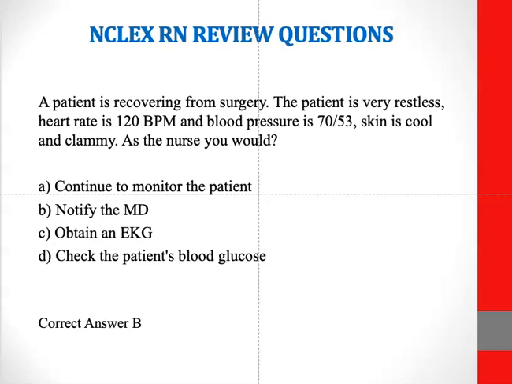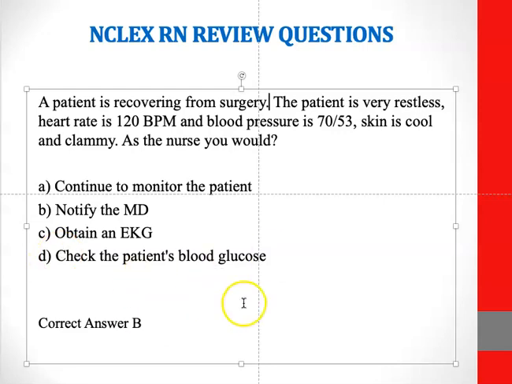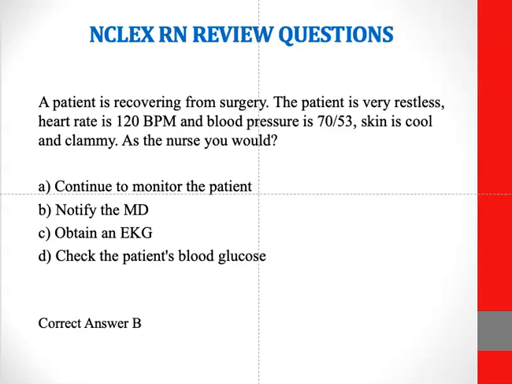A patient is recovering from surgery. The patient is very restless. Heart rate is 120 beats per minute and blood pressure is 70/53. Skin is cool and clammy. As the nurse, you would: A, continue to monitor; B, notify the MD; C, obtain an EKG; D, check the patient's blood glucose. As you can see, the patient is recovering from surgery, so they might be having complications, and they're demonstrating all the symptoms of decrease in cardiac output. So maybe the patient is going into cardiogenic shock. So you will have to notify the doctor, and he'll give you further instructions. Start IV fluids. Maybe they're going to put the patient on some medications to increase their blood pressure, and so forth. So B is the correct answer for that question.